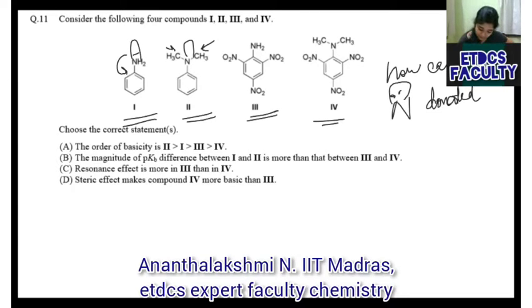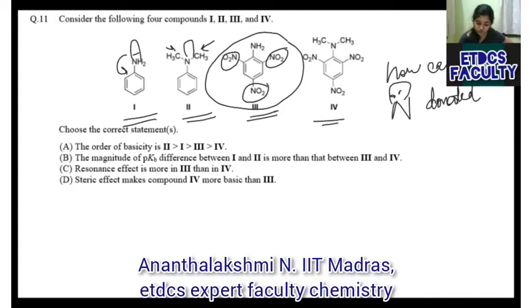So in 3, this is the same as this, but with an NO2 group. But the NO2 group is not good because it has a minus I effect, which increases the delocalization of this lone pair into the benzene ring. So it will be the least basic actually. It will be the least basic.